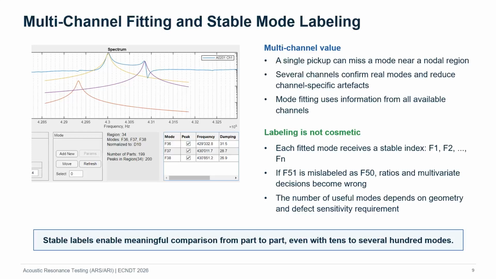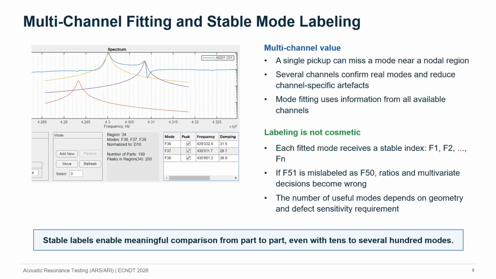Several channels help confirm real modes and reduce channel-specific artifacts. Stable mode labeling is also essential. Each fitted mode must keep the correct label, such as F1, F2, and so on. If, for example, F51 is mislabeled as F50, then the ratios and multivariate decisions become wrong.